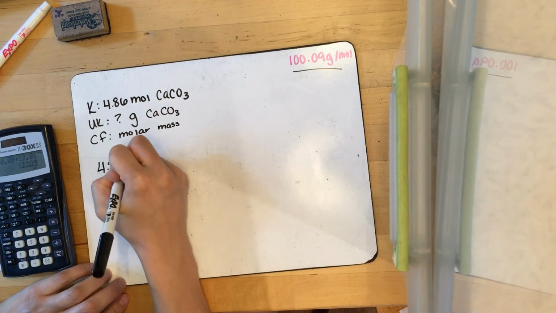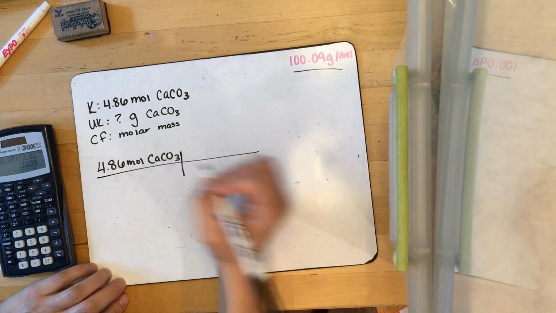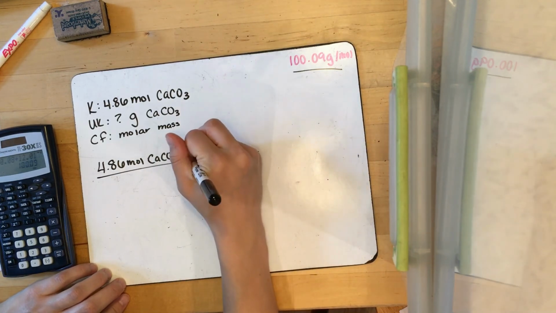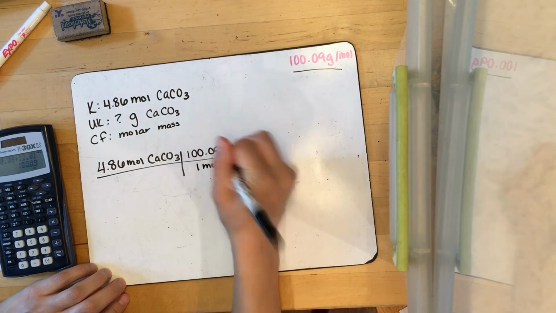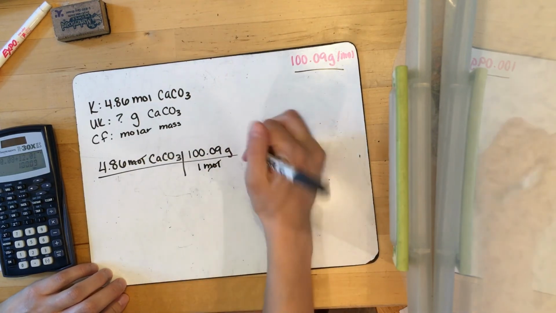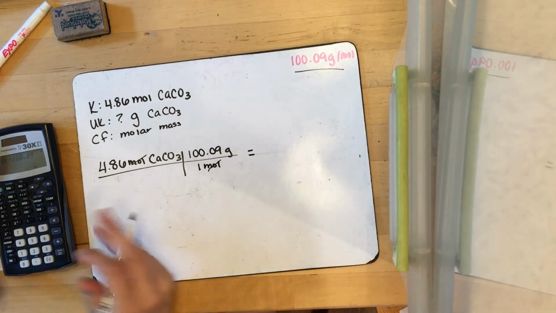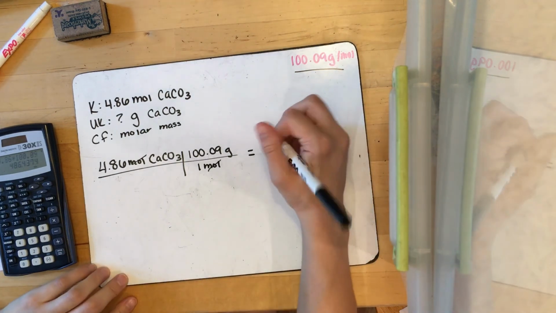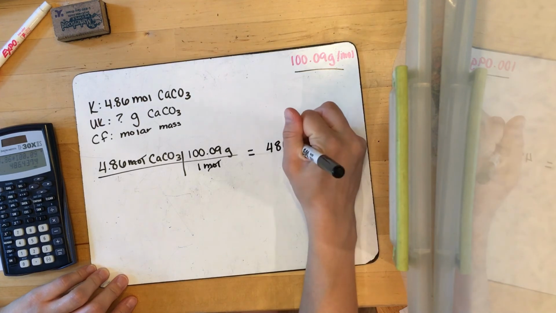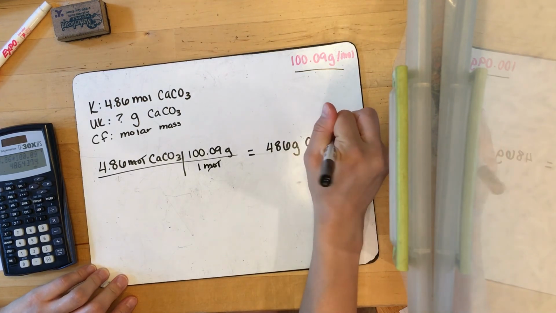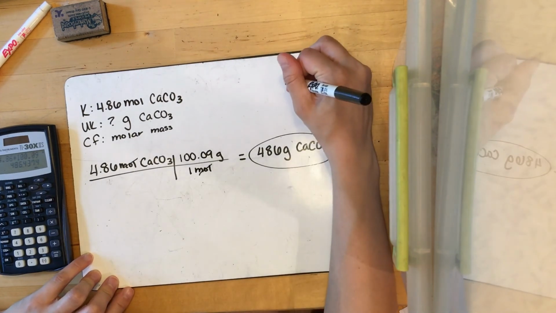So we take our 4.86 moles and we plug in our molar mass in order to cancel out moles. And then we can just multiply there to get our answer. Our known had 3 sig figs, so our answer should as well. So we wind up with 486 grams of CaCO3. So I'll write that up at the top here too.